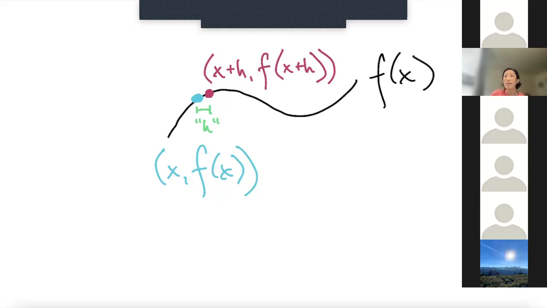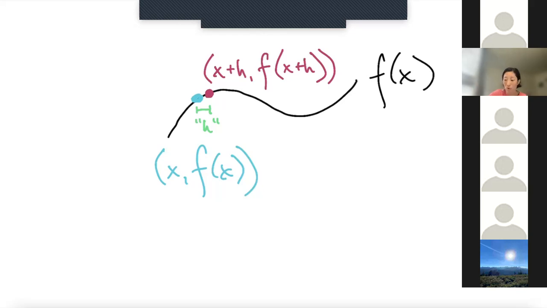Yes, the y value for the x value of x plus h. Perfect. That's a great way of saying that. Okay. So because I only know how to find slope one way, I only know how to find slope if I have 2 points, I need to come up with this second point.